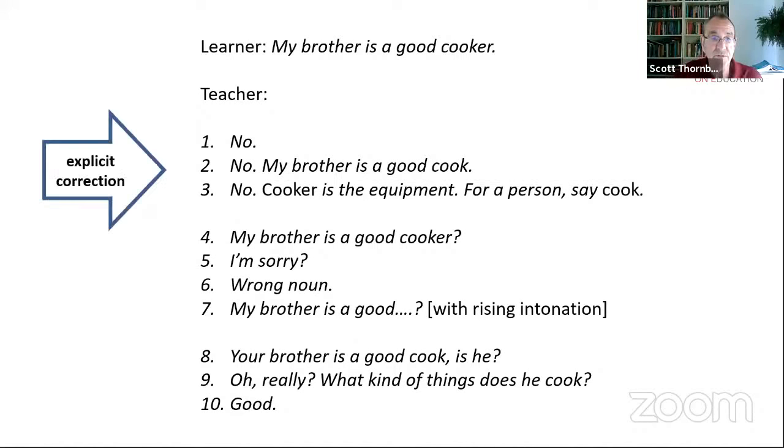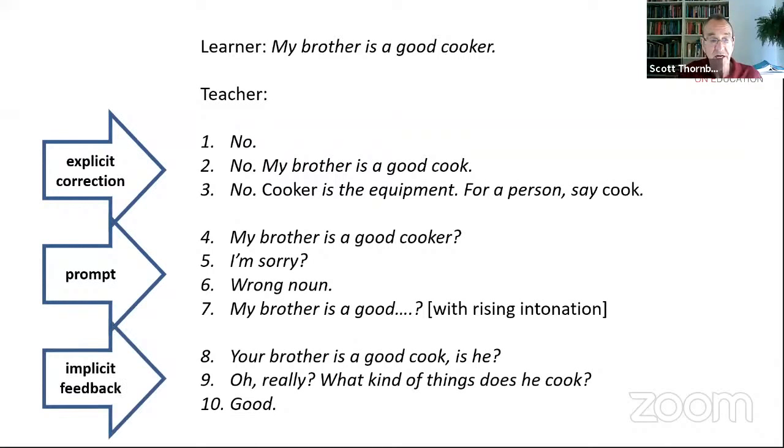So if we look at those different responses, we can see there's a distinction between explicit correction, yeah, where it's very clear that there's an error and there's explicit feedback, and then a prompt for self-correction, and then finally implicit feedback, implicit meaning it's hidden, it's not obvious, yeah? It's part of the conversation. And each of these choices is perfectly valid, but if we do only one kind of feedback, then maybe we are not taking advantage of the possibilities that there are for feedback.